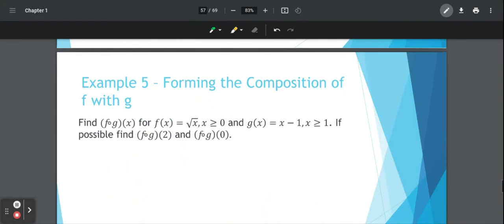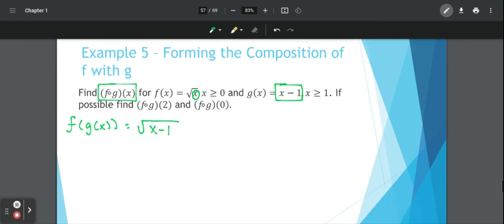All right, so when we look at example 5, first we have to find f of g of x. So that means f of g of x. So we're taking whatever g equals, x minus 1, and we're substituting in for this x. So we would have the square root of x minus 1.